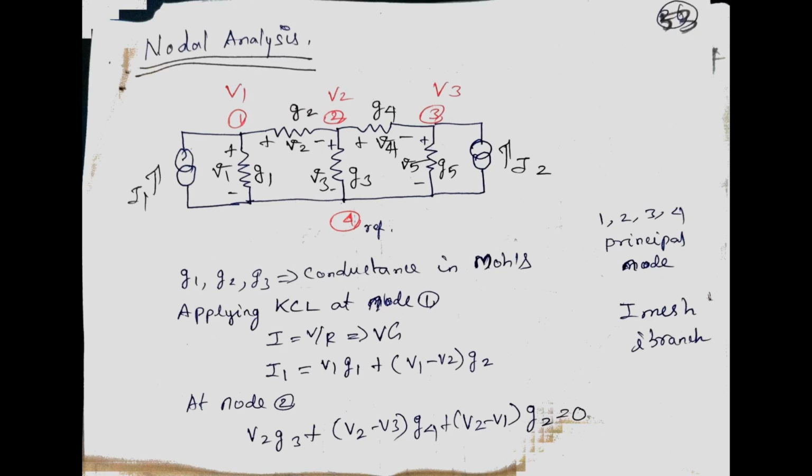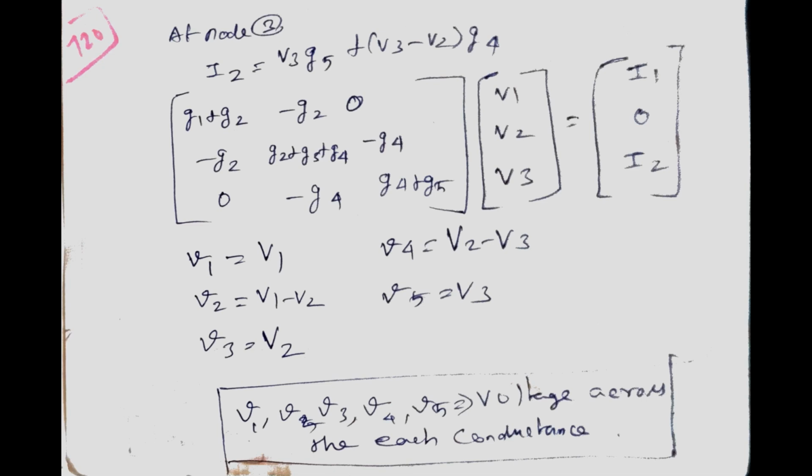Applying KCL at node 1. I1 is V divided by R, Vg, that is Ohm's law. Node 1 supply I1 is equal to Vg formula applied: small v1 G1 plus, capital V1 G1 plus bracket of capital V1 minus capital V2 into G2.